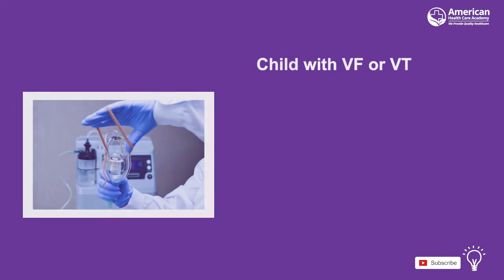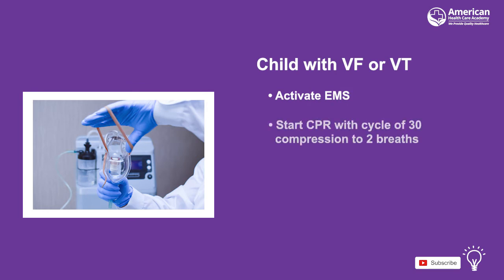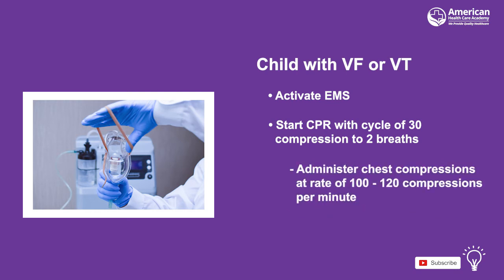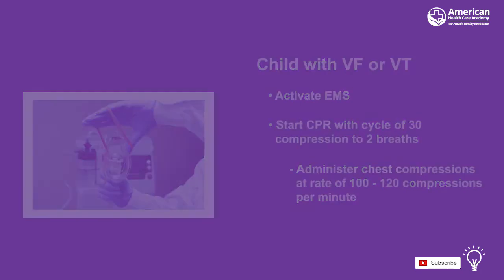For VF or VT, as soon as you identify a child with VF or VT rhythm, immediately activate EMS and start CPR. For high-quality CPR, start with a cycle of 30 compressions to 2 breaths, opening and supporting the airway, giving oxygen and ventilation, and providing chest compressions at a rate of 100 to 120 compressions per minute.